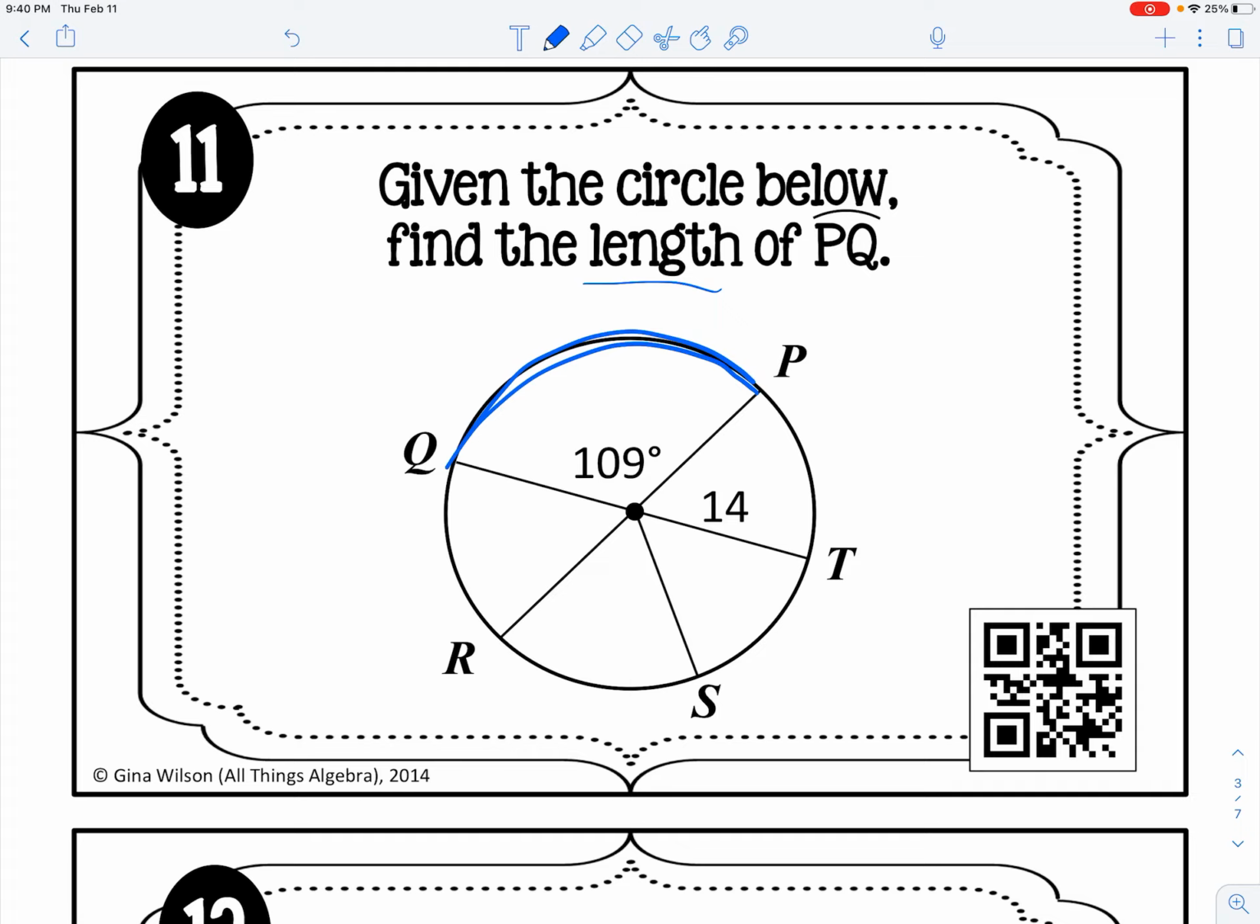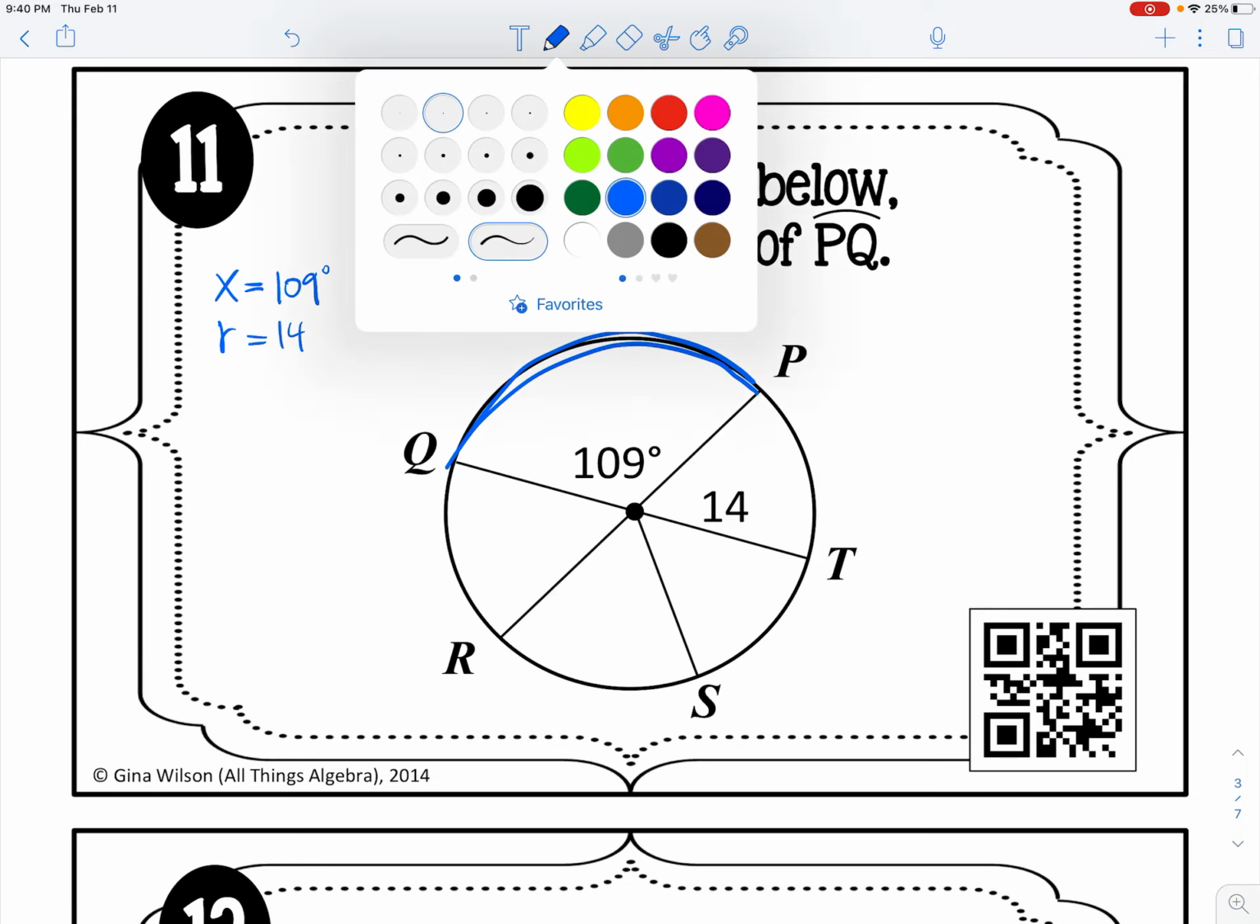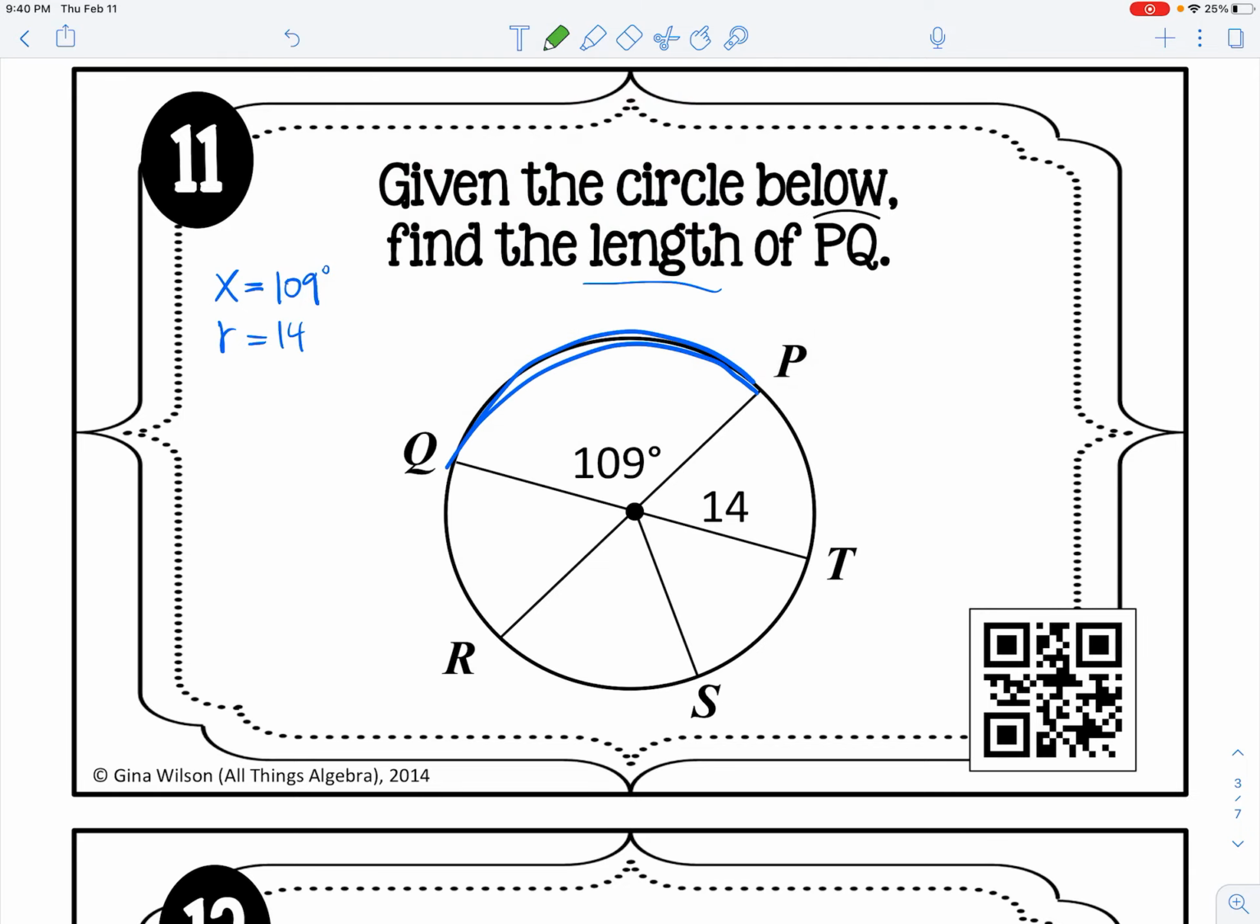So I'm going to write out what we know. We already know our angle, so perfect. I'm going to call X our angle, which is 109, and our radius is 14. Let's first calculate our circumference. C is going to be 2 times pi, so 3.14, times our radius, 14. When I do that, I get our circumference is about 87.9.